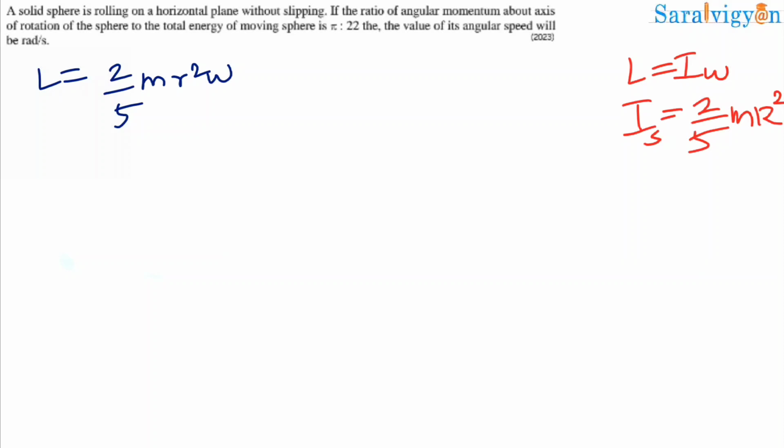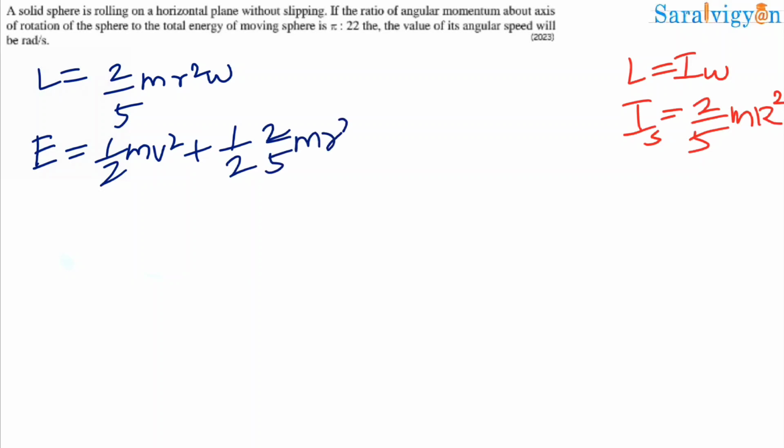Now we have to find the total energy. We know the total energy for pure rolling is the sum of both translational and rotational energy. So we have energy E is equal to half mv square plus half I omega square, and we know I is already 2 by 5 mr square, times omega square. And we know for pure rolling motion V is equal to omega r.